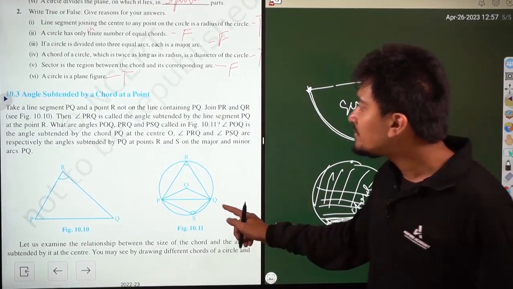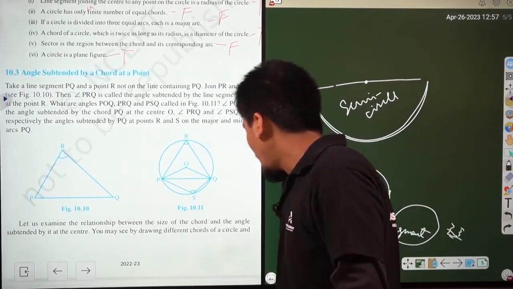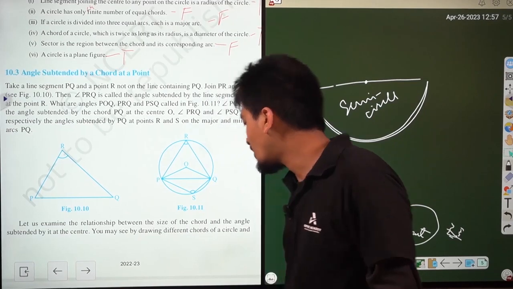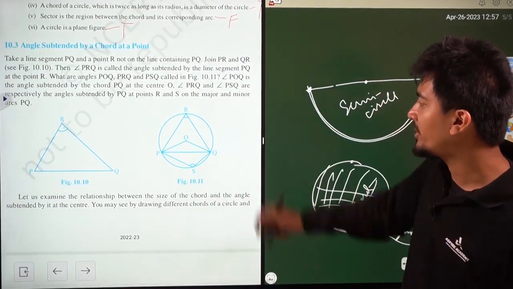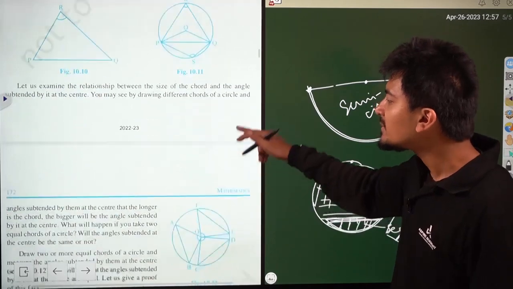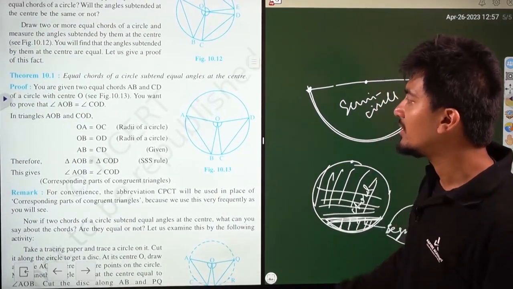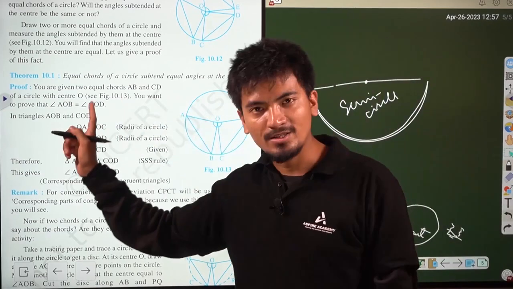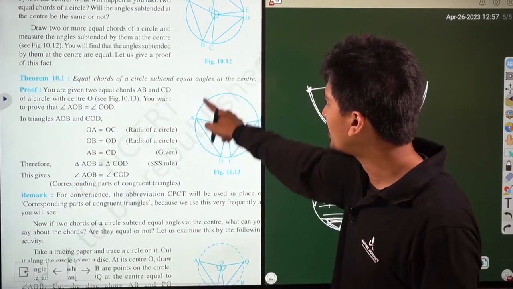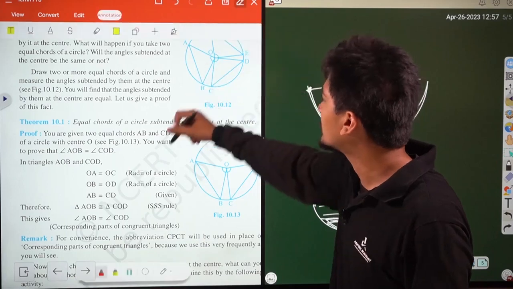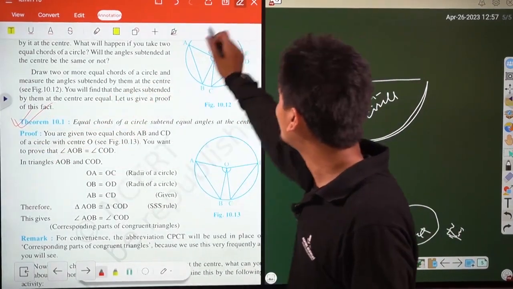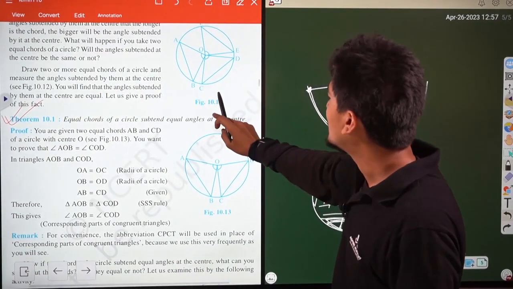Now, the next part, angle subtended by a chord at a point. So now see here. Here you have one theorem. You need to know this theorem very, very well because it is very, very important. Okay, theorem 10.1. So now see here.